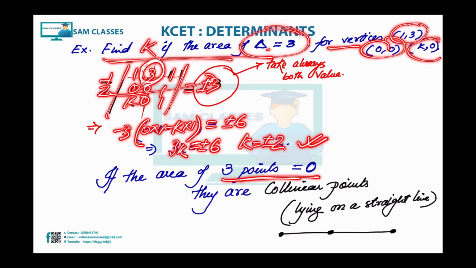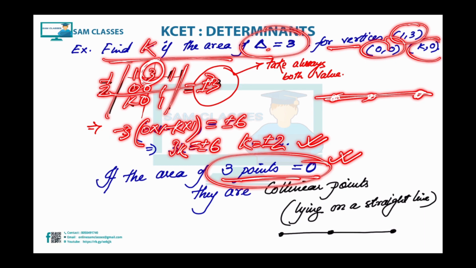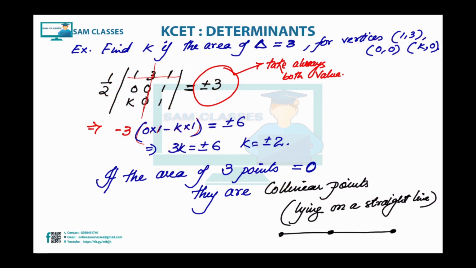So if the area of 3 points is given as 0, it means what? All 3 points lie on a line. So in that case, what will the area be? 0, students. So these are collinear points, lying on a straight line.